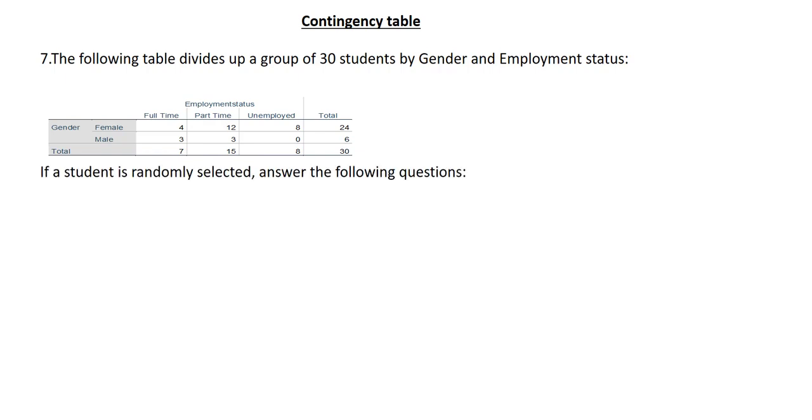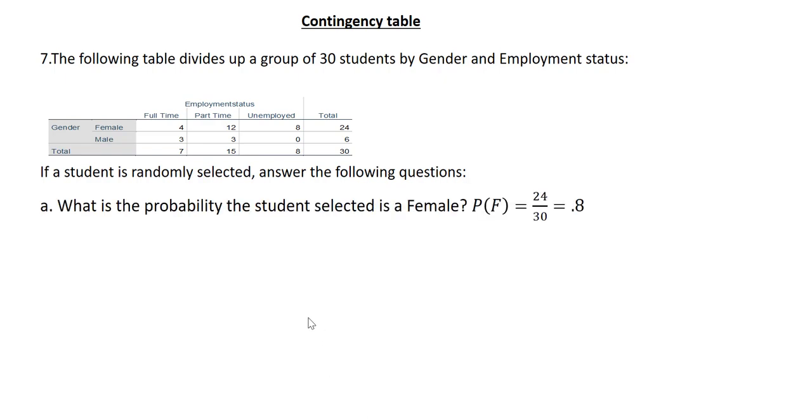Now, the first question says, if a student is randomly selected, what is the probability the student selected is female? In this case, we are going to see how many females we have by looking at the total across the row, which in this case is 24 out of the grand total of 30.